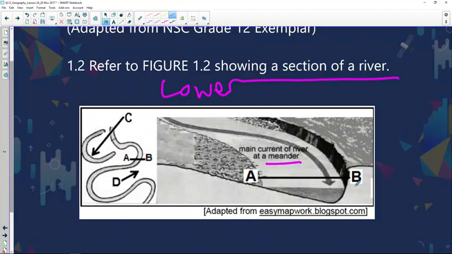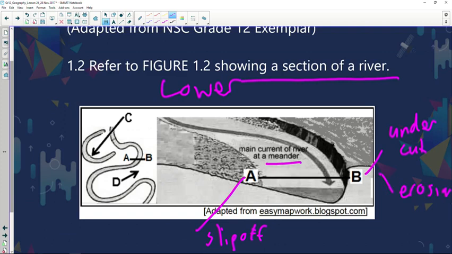Undercut slope, also known as the undercut slope, and the slip-off slope. And I know over here, erosion is taking place because the water bumps into the side, and I know at A, deposition is taking place. And if you look at C over there, there's A and B that's been represented on this diagram next door. Then this D is known as the meander neck, C is known as an oxbow lake. But let's go and look at the questions.